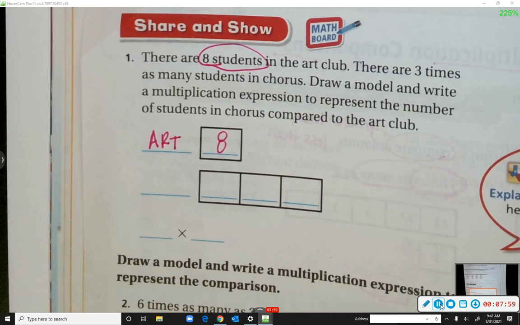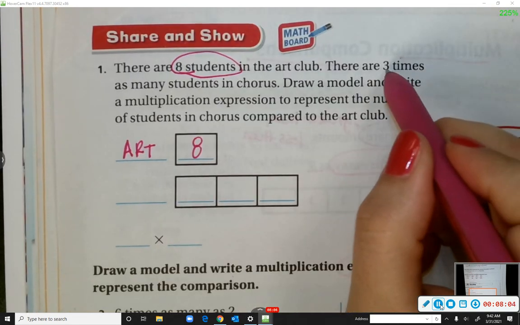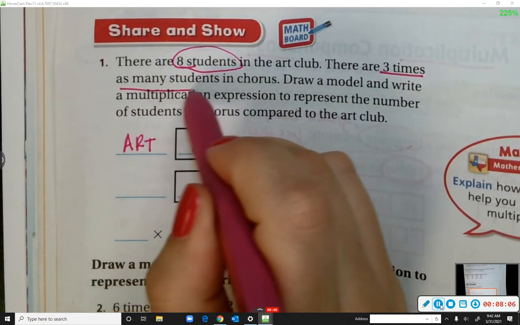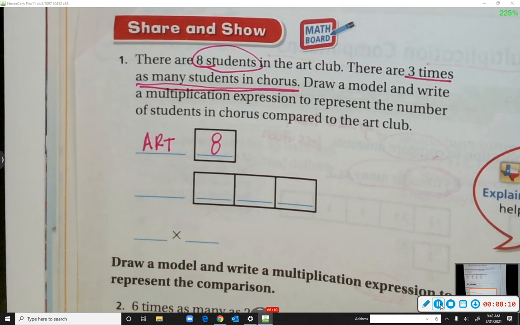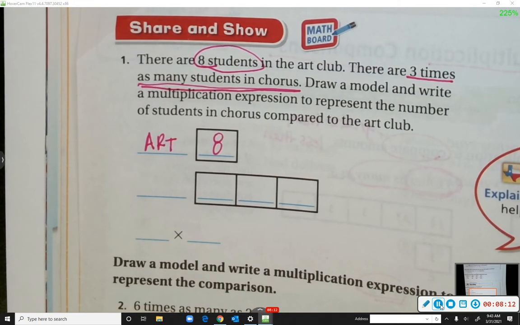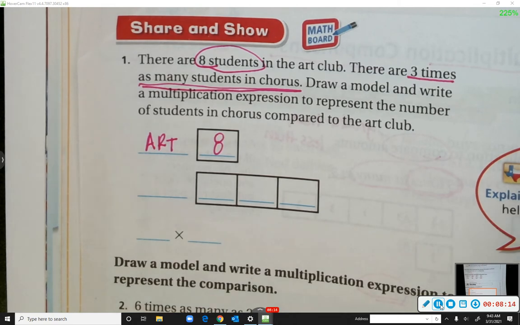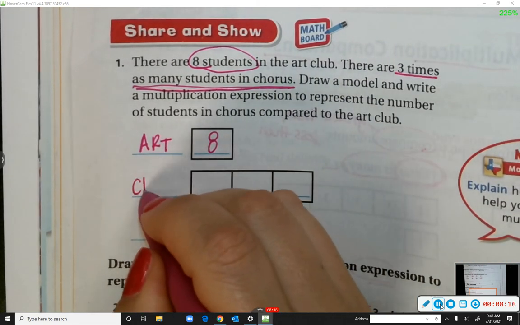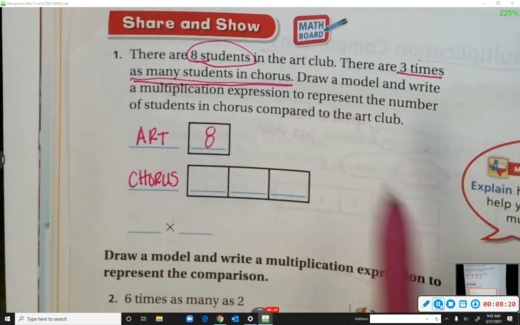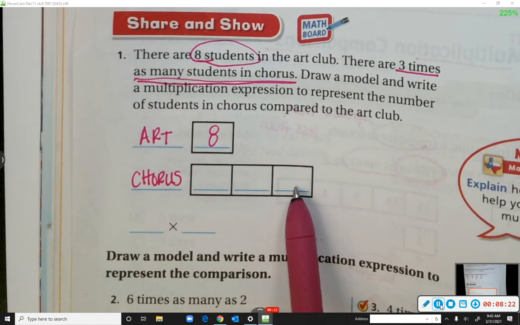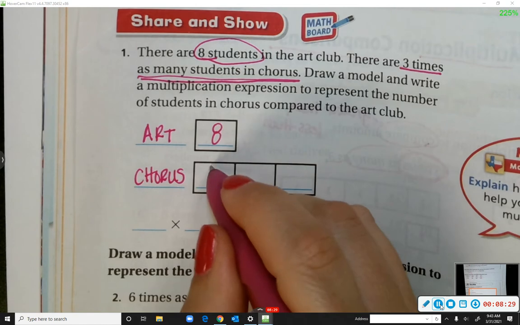Okay, there are 3 times as many students in chorus. That's important. 3 times as many in chorus. Chorus is just another word for choir, like a group that sings together. So down here, you're going to put chorus. We already have the 3 boxes, but what needs to go inside them? 8. Good.